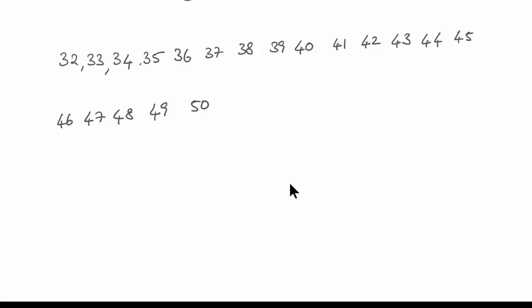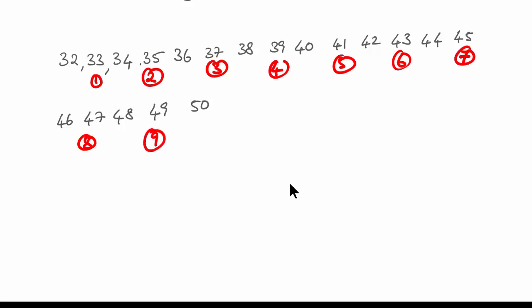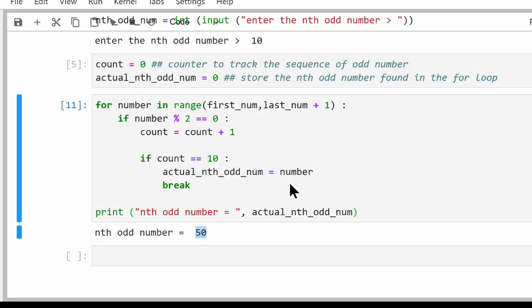Right, so this is the first odd number, second, third, fifth, sixth, seventh, and then eighth, ninth. 50 is not even an odd number, right? So 51 should be the odd number. Why is it that the program is giving us 50 as the odd number? That's interesting. Let's check.